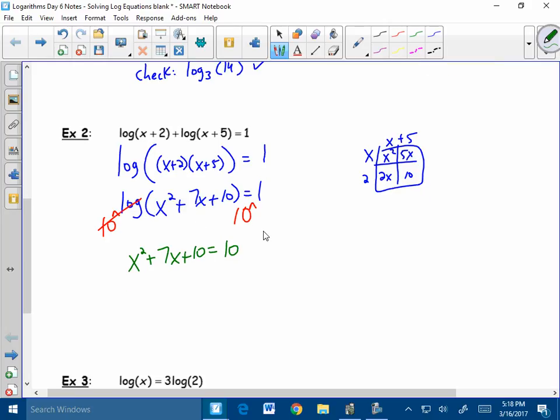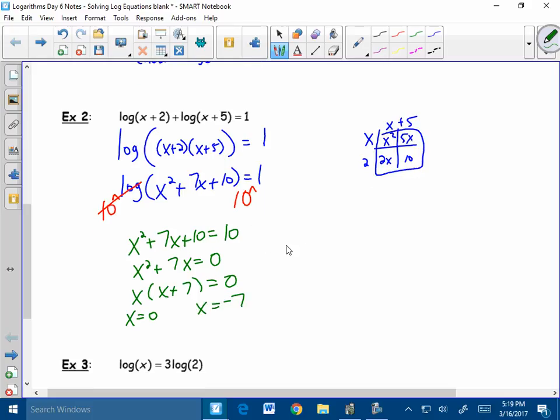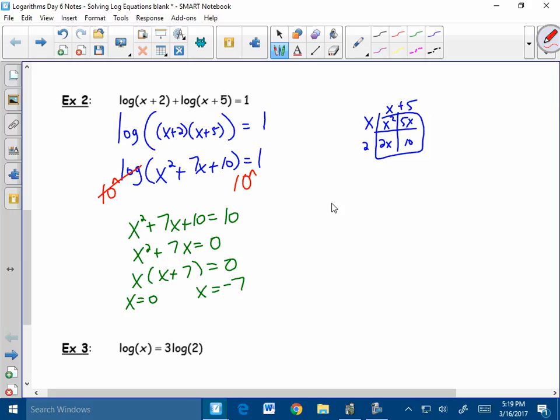This is just a quadratic, and we've solved a lot of quadratics. So actually, if we bring that 10 over, it's going to cancel out, so we just get x squared plus 7x equals 0. Do a little factoring here, take out a GCF. Okay, so I end up with x equals 0, and then x equals negative 7. And then before we box them in, we have to check.